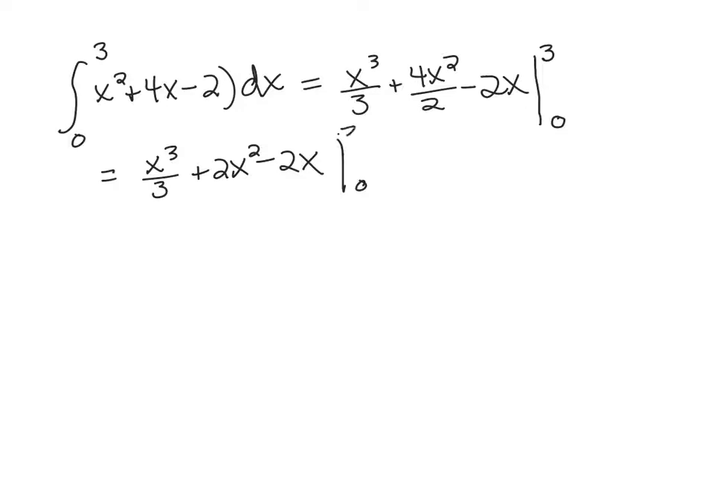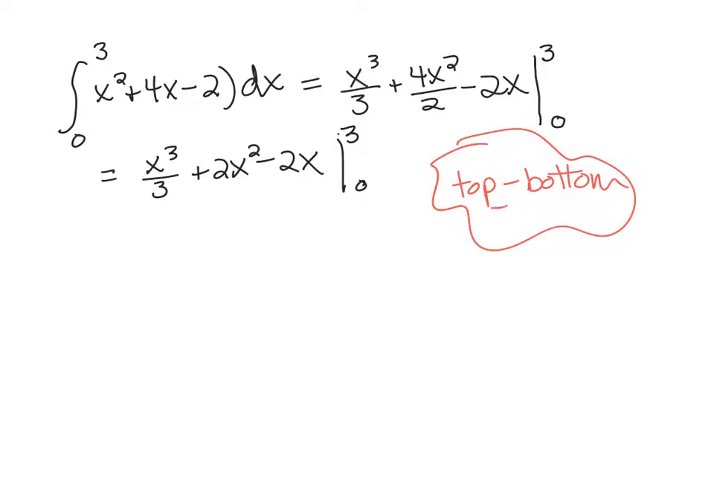And always and forever, amen, from this point on, everything is always going to be top minus bottom. If you remember that, no matter what you're doing, you'll always do the right thing, top minus the bottom. So when we evaluate the integral, we're going to take the top number, 3, and plug that in. This is the top. Minus, plug in the bottom. Top minus the bottom every time.